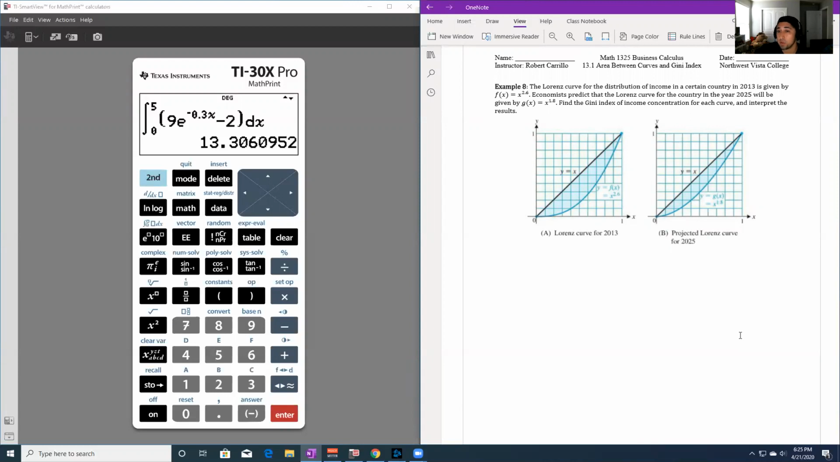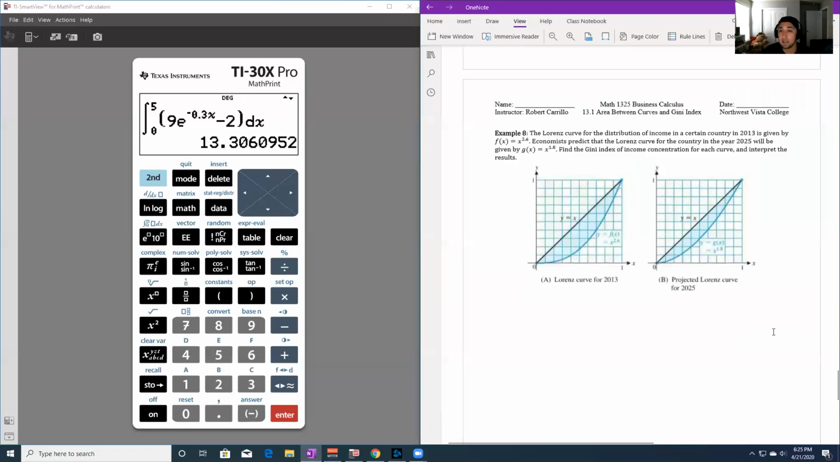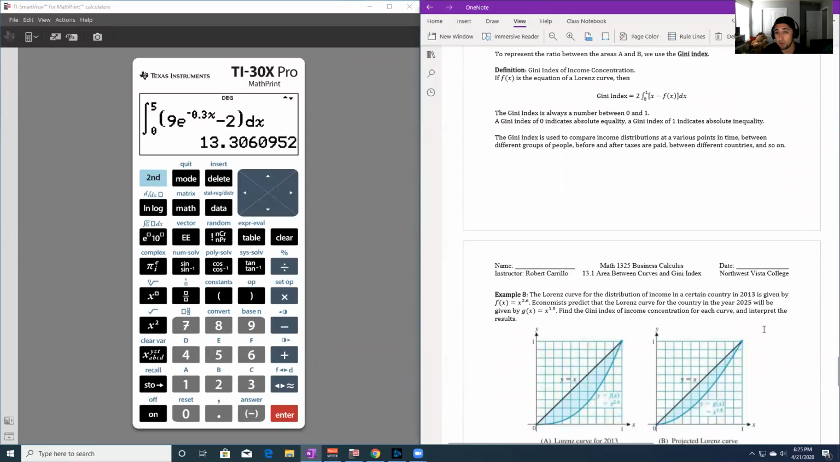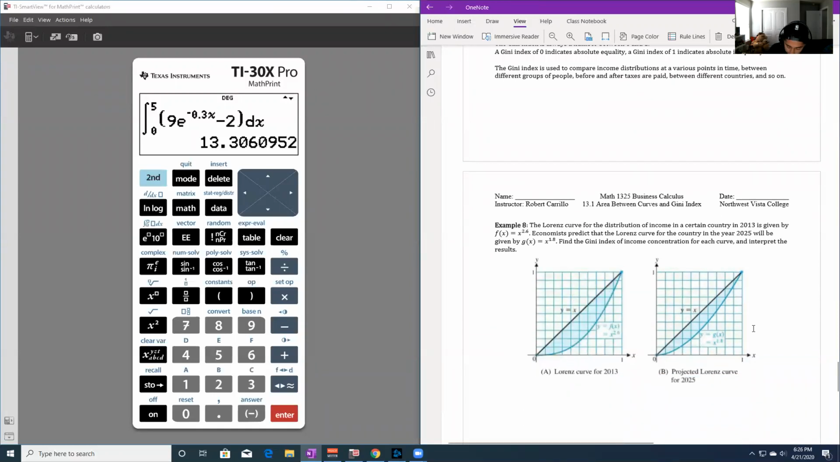So we want to know what the income distribution in 2013 was, and what the income distribution could be in 2025. We will use the Gini index on both of these. So let's go ahead and set this up. Let's do it for A, for 2013.